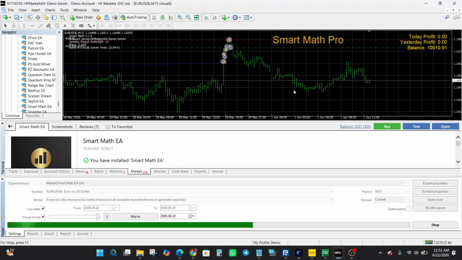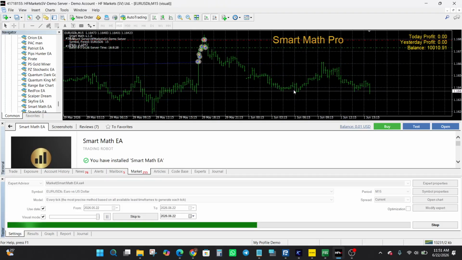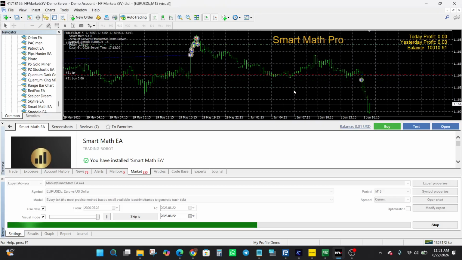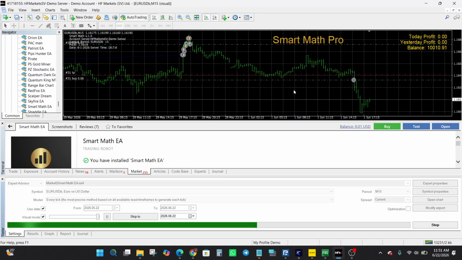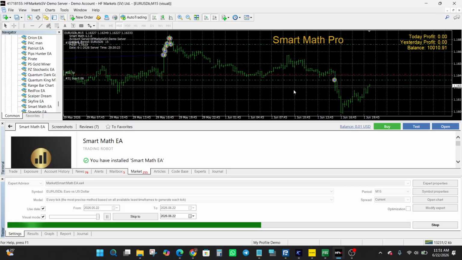As always, I would recommend thoroughly testing the EA on a demo account first, exploring different settings, and making sure the overall risk profile aligns with your own trading objectives before moving to a live environment. So that's my review of Smart Math EA for MT4.